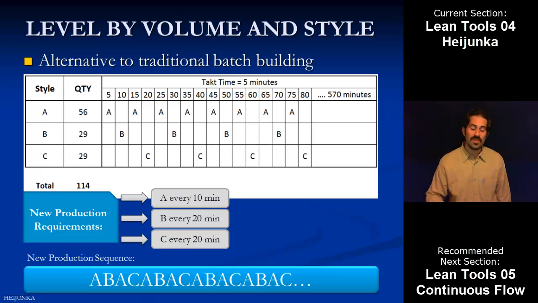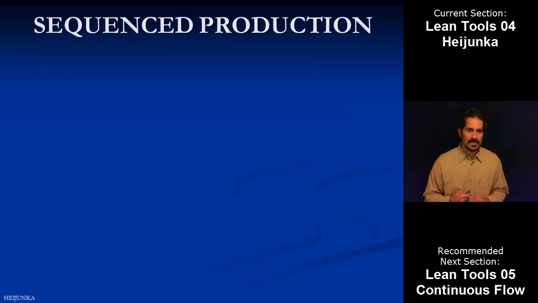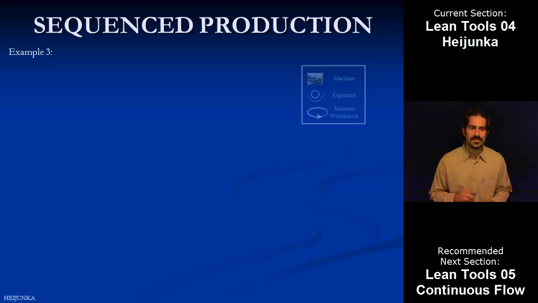When we batch build, now everything has to be made at the same speed. When we balance and level by style, now we have some flexibility to address the issues with our supplier processes. That's kind of the key thought out of this. So what we really do now with that is something called sequence production.